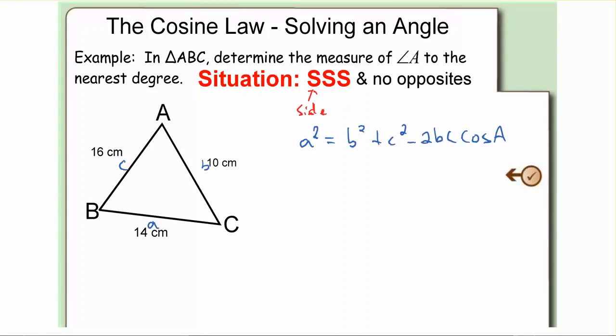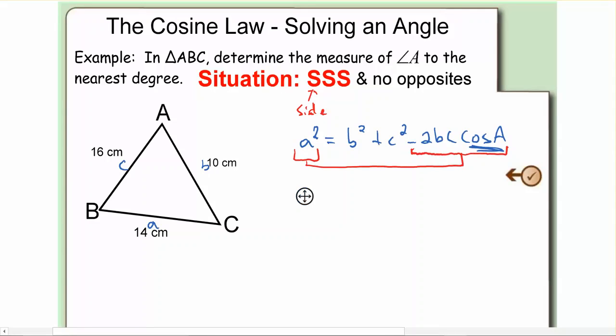Okay, so if you start off with just the whole original formula, right? What we're looking for is one of the angles, and we're looking for angle A in this case. So we want cos A on its own. What we're going to do first off the bat, just to make things easier, is swap this and this.